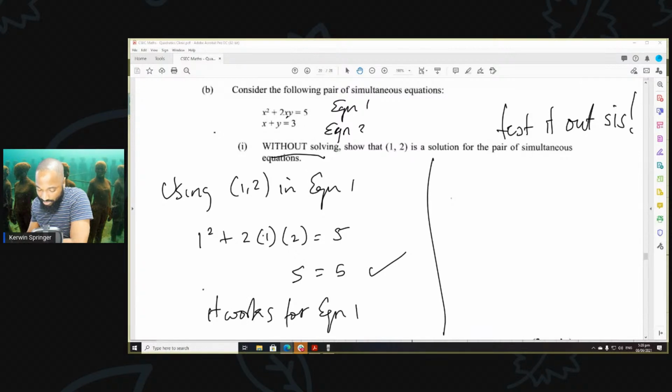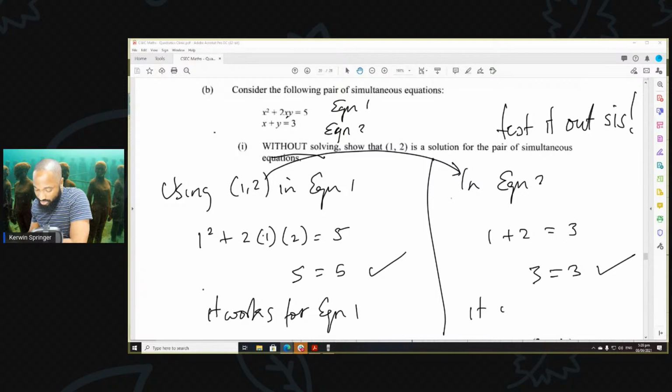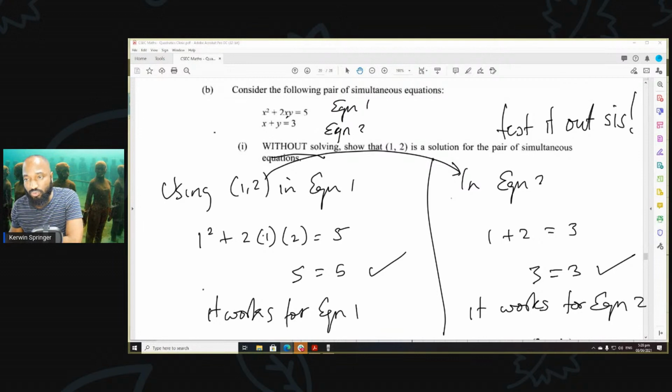Now try equation 2. You put in the same thing here, and you'll get 1 plus 2, which is 3, so 3 is equal to 3. So it works for equation 2. Since it works for equation 2 and it works for equation 1, it is a solution for the pair of equations. Agree?